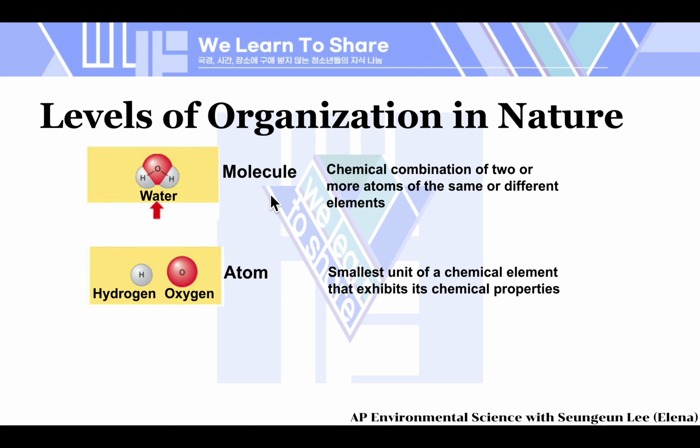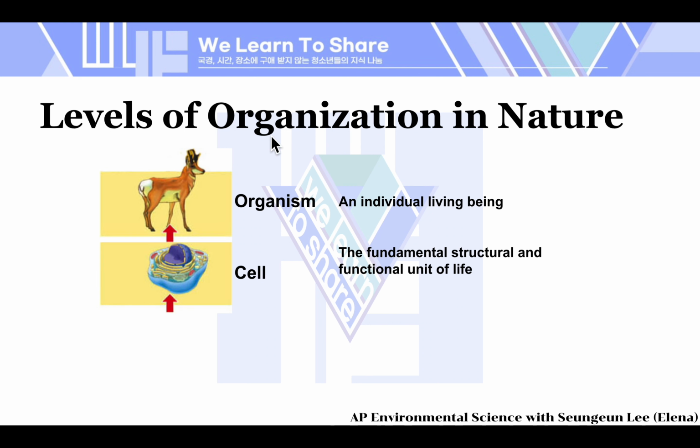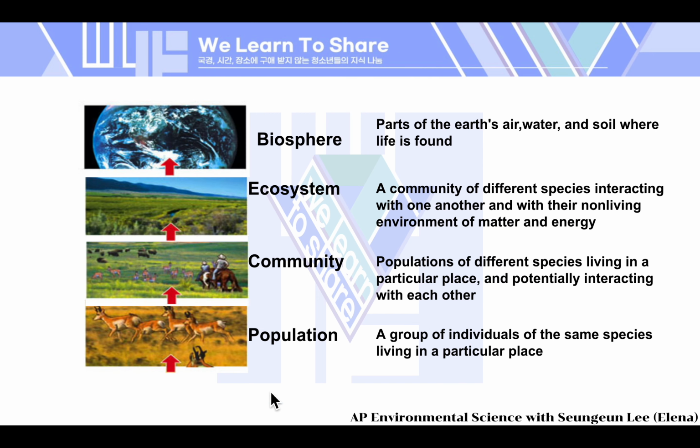So basically, let's review what we've learned today. First, we started from the atom, which is the smallest unit of a chemical element that exhibits chemical properties, and then atoms come together to make a molecule. And the molecule becomes a cell, which is a fundamental structural and functional unit of life. And then cells together become an organism, that's us. And then we have a population of the same species. We have a community as a whole of different species coming together. And then we have an ecosystem, which includes different species interacting with each other as well as their non-living environment of matter and energy, and then that becomes the biosphere.